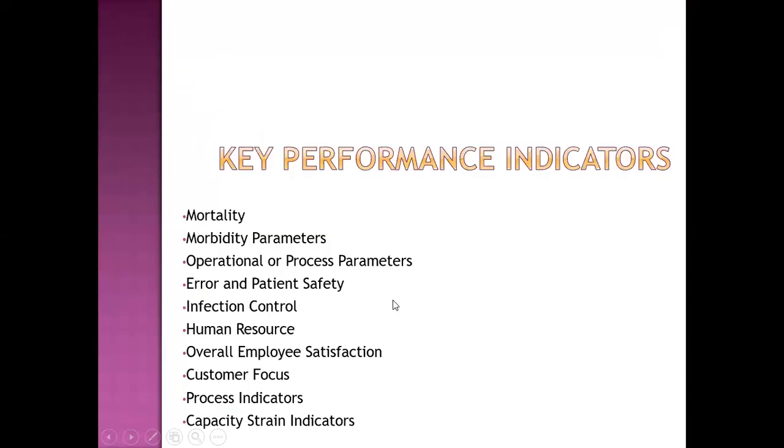Now let us see what are the key performance indicators for management of an intensive care unit or coronary care unit or critical care unit. So the key performance indicators in my lecture, I have divided them as mortality indicators, morbidity indicators, operational or process indicators, error and patient safety indicators, infection control indicators, human resource indicators, overall employee satisfaction indicators, customer focus indicators, process indicators, capacity strain indicators.